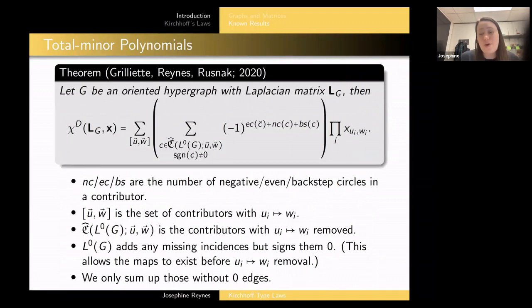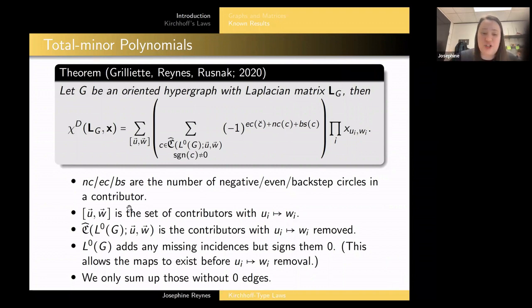So for an oriented hypergraph with a Laplacian matrix, the characteristic polynomial for the Laplacian, and there's a version of this for the adjacency matrix as well with a slightly different signing function, is the sum over all these figures with appropriate signs, and then we take each figure and we look at -1 to the number of even circles, back steps, and negative components in it.